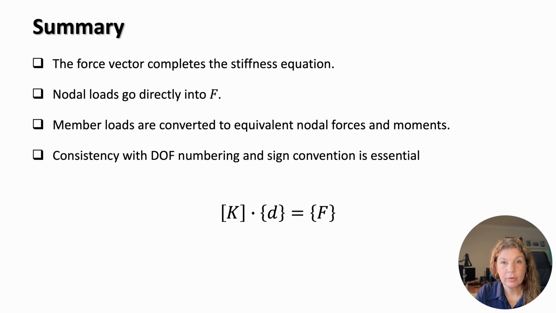On this slide, we summarize the role of the force vector in the stiffness method. The global stiffness equation is only complete when we include the load vector. Nodal forces are straightforward. They're applied directly into the global force vector in the correct degrees of freedom. Member loads, though, such as distributed or point loads along an element, cannot be applied directly. Instead, we convert them into equivalent nodal forces and moments so that they can be included consistently in the system. Throughout, it's essential to maintain consistency with the degree of freedom numbering and with the sign convention. This ensures that the assembled stiffness equation K times D equals F is both mathematically correct and physically meaningful.